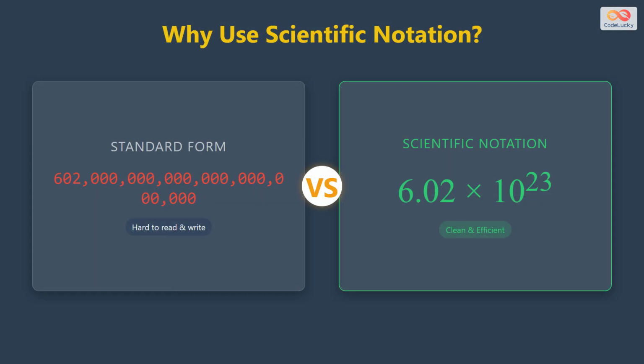Why do we bother with this? Look at the number on the left. That is 602 sextillion. It is difficult to read, write, and check for errors. Now look at the right. 6.02 times 10 to the 23rd power. It is compact, precise, and much easier to use in calculations. This efficiency is why scientists and mathematicians use it universally.